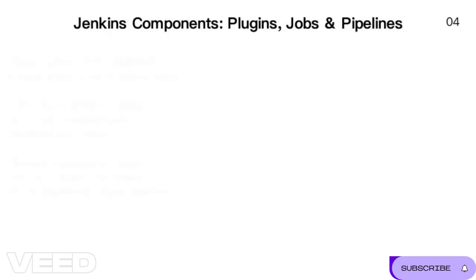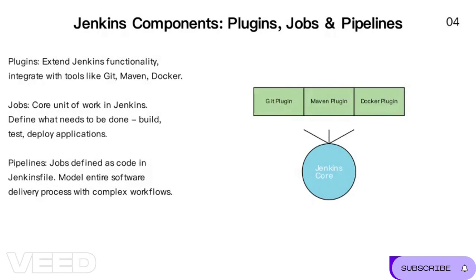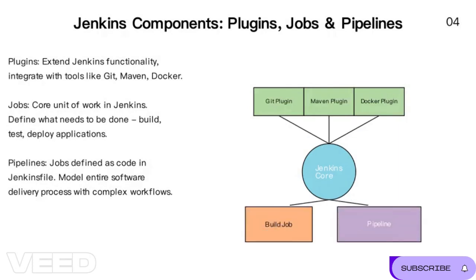Jenkins' power comes from three key components. Plugins extend Jenkins functionality by integrating with various tools like Git for version control, Maven for building, and Docker for containerization. Jobs are the core units of work that define what needs to be done, such as building, testing, or deploying applications. Pipelines represent jobs defined as code, typically in a Jenkinsfile stored in source control. They model the entire software delivery process, with support for complex workflows, parallel execution, and conditional logic.